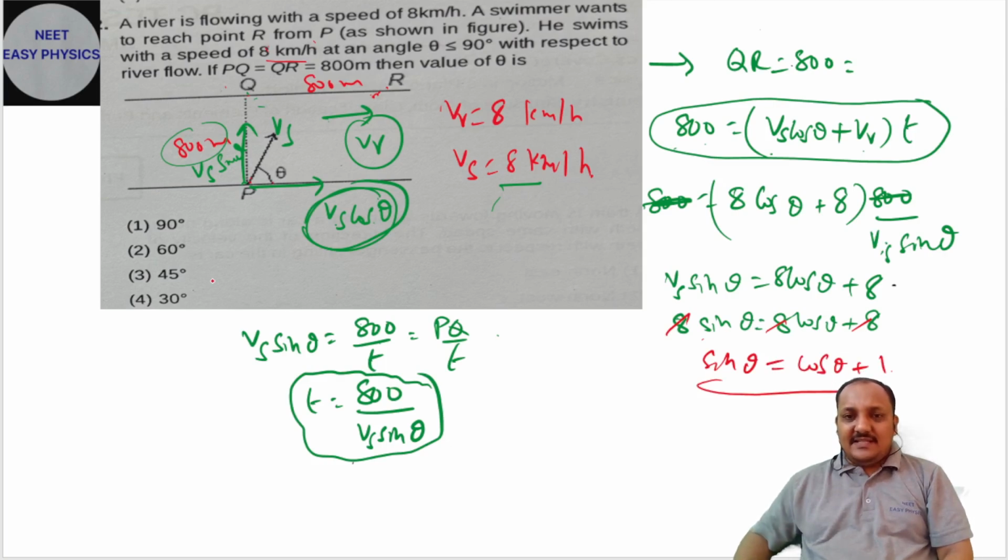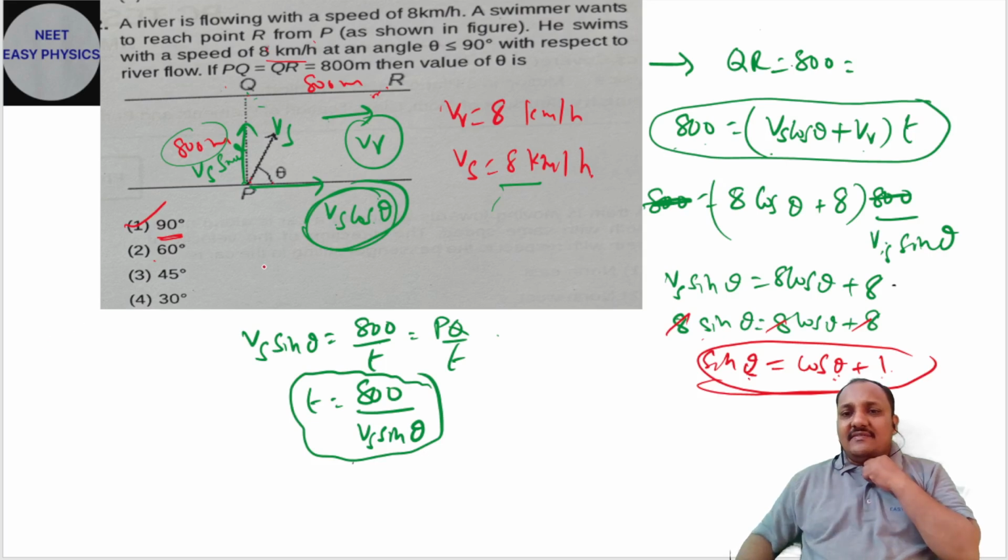So which one balances this equation, you can observe from the given options. If you put theta as 90, sin 90 value is 1, cos 90 is 0, therefore 1 equals 1. So the first option is satisfying. If you substitute sin 60 and cos 60 in this, you cannot balance the equation. Therefore, the first option is the correct option.